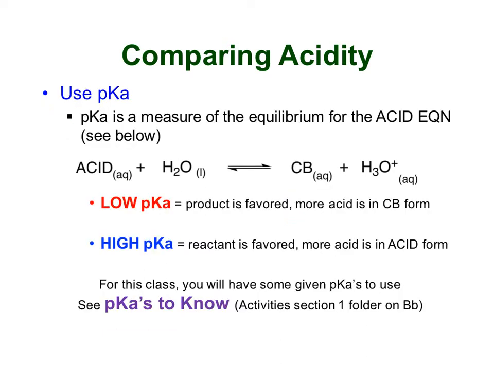So for this class, I'm going to give you some of the pKa's that you need to know, and those are going to be given in the activity section 1 folder. There's an activity called pKa's to know. So that way you know which ones I expect you to know, all right? And then we can talk in class about whether or not you have to memorize all of those or just some of those. But those are the ones you'll have to work with. So you want to make sure that you do that activity so you know what the conjugate base of each of those acids looks like.